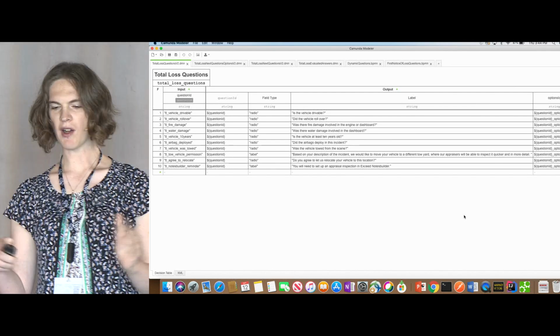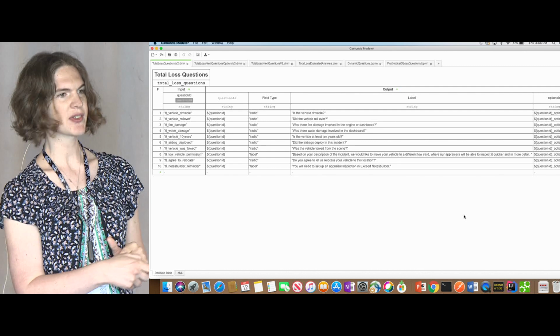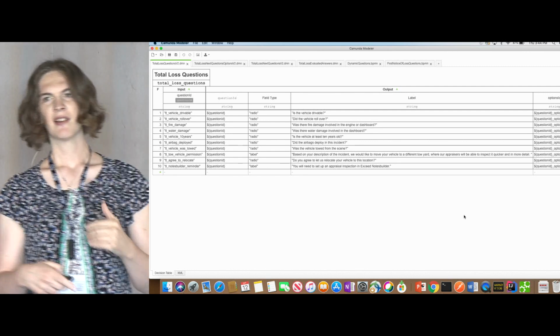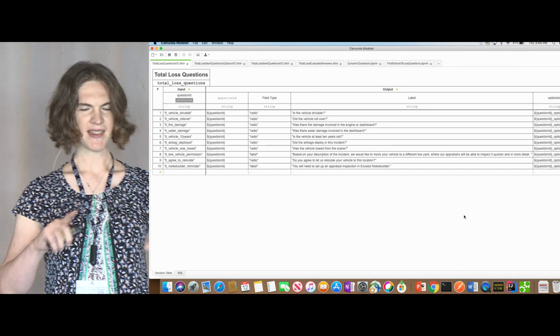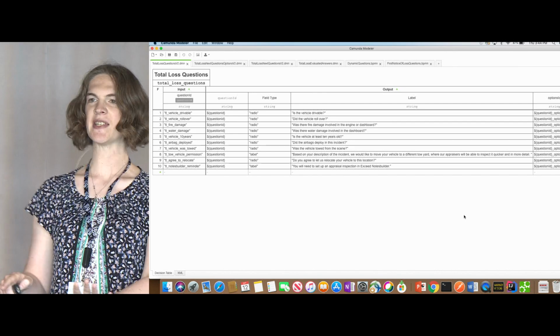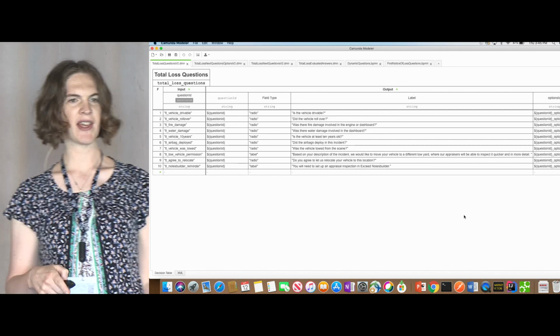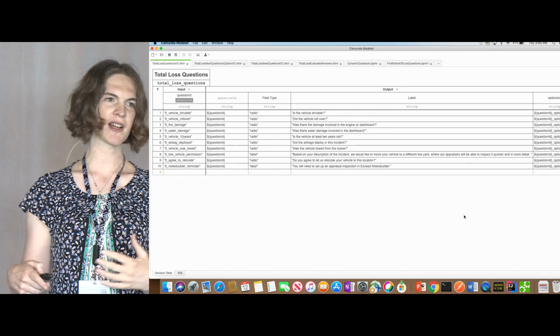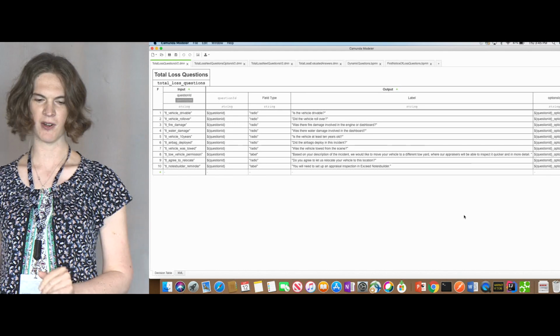Well, so the questions DMN, all of these, by the way, have a convention. And in the upper left-hand corner, you can see this one is called total loss questions. That last portion with the underscore questions, that sets the convention for all of these DMNs. So the next time that we need to build a survey, as long as the DMNs are named correctly, we can just drop them in and use them without having to do any other coding.